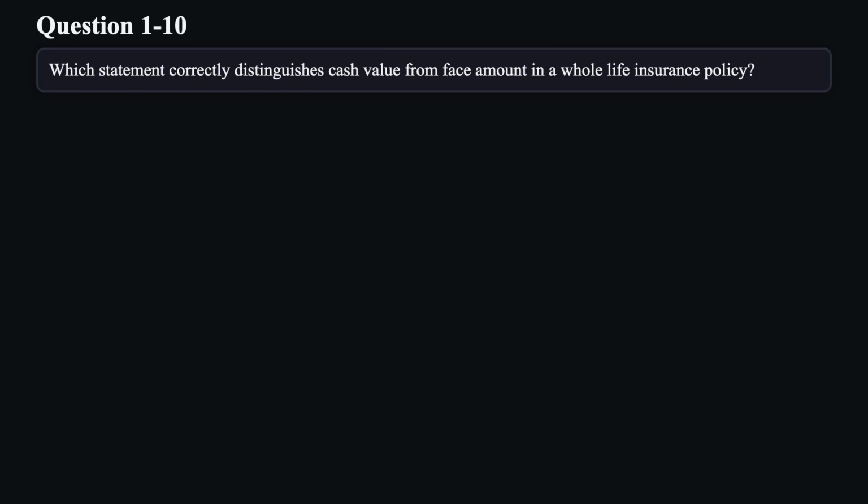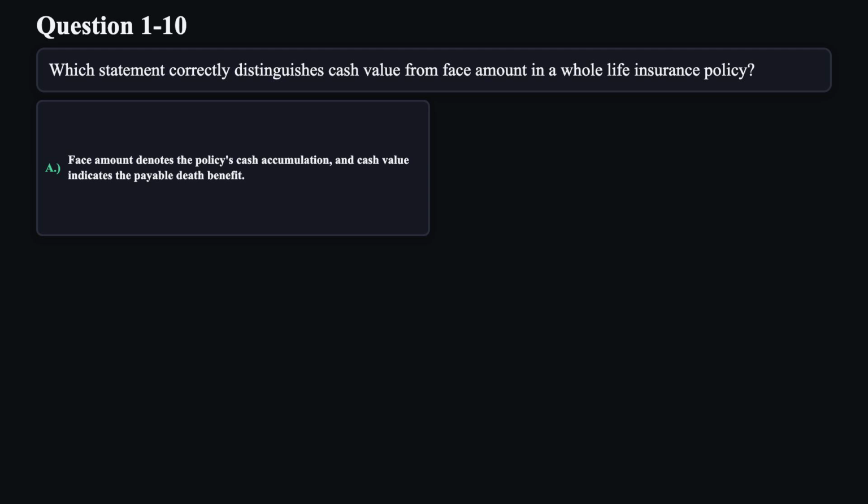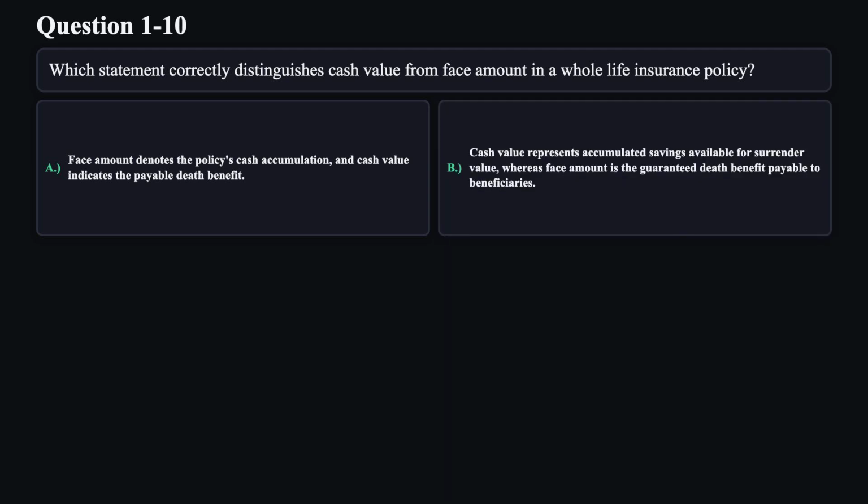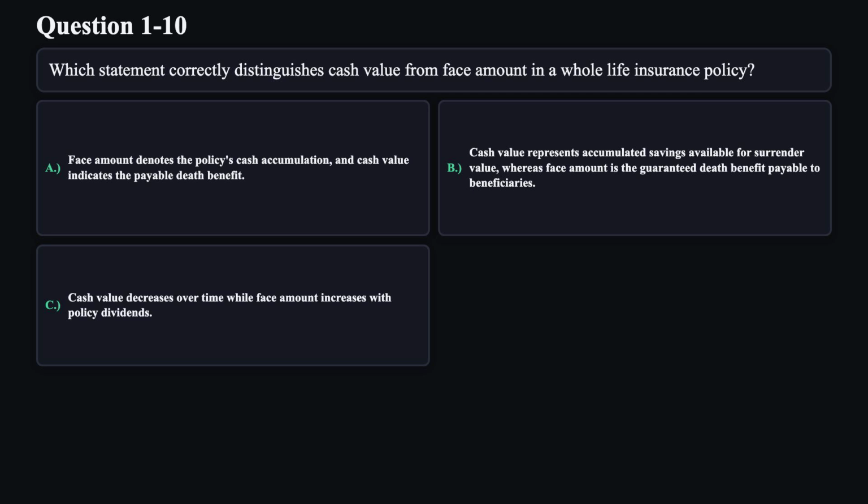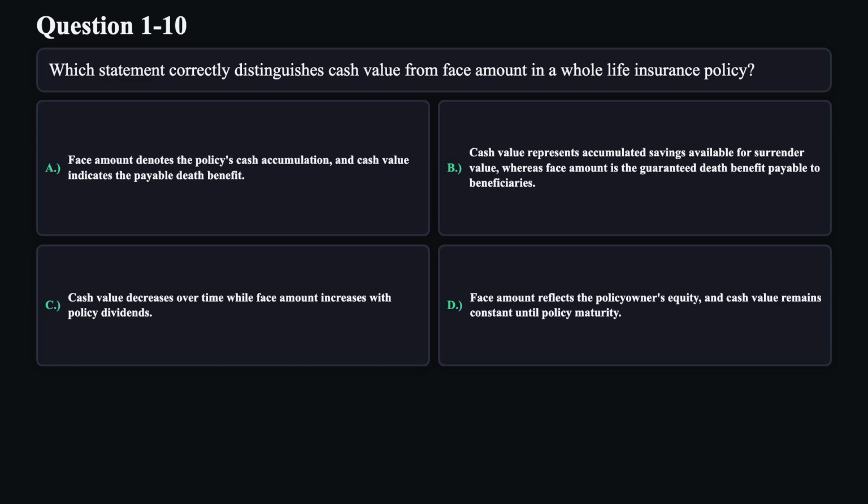Question 10. Which statement correctly distinguishes cash value from face amount in a whole life insurance policy? A. Face amount denotes the policy's cash accumulation, and cash value indicates the payable death benefit. B. Cash value represents accumulated savings available for surrender value, whereas face amount is the guaranteed death benefit payable to beneficiaries. C. Cash value decreases over time while face amount increases with policy dividends. D. Face amount reflects the policy owner's equity, and cash value remains constant until policy maturity.